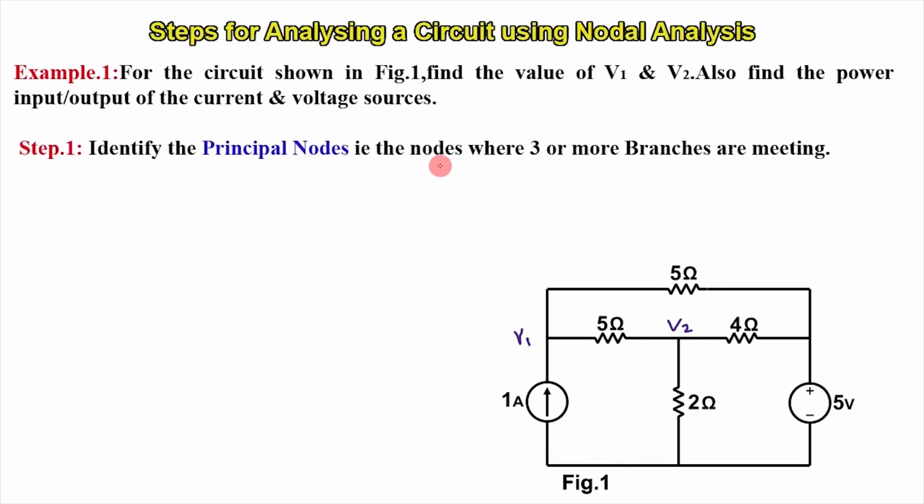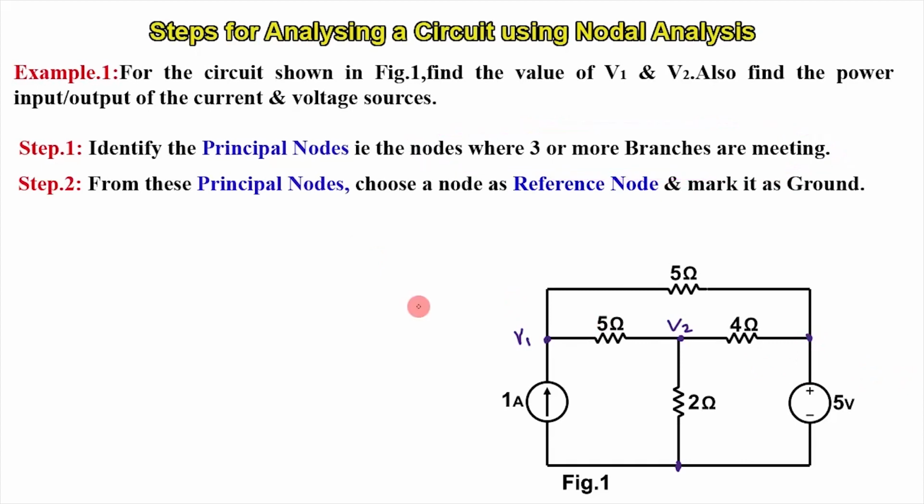Identify the principal nodes. What are principal nodes? Principal nodes are where 3 or more branches are meeting. See, here 3 branches are meeting: one is this branch, one is this branch, and this branch. Here another 3 branches are meeting. Here also 3 branches are meeting, and here also 3 branches are meeting. So these are the principal nodes. Let us mark them as this one, this one, this one, and this one.